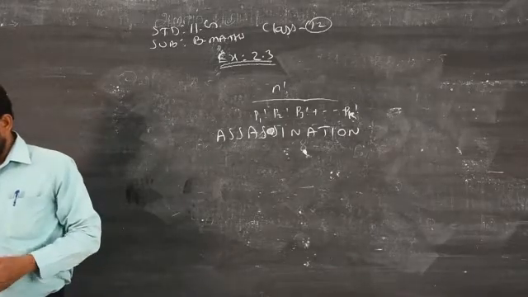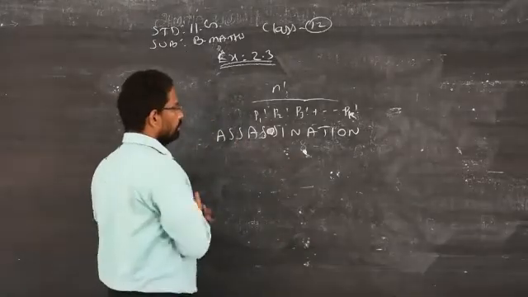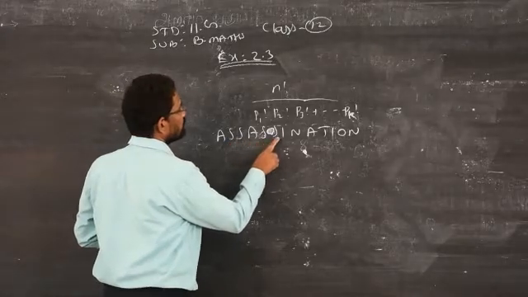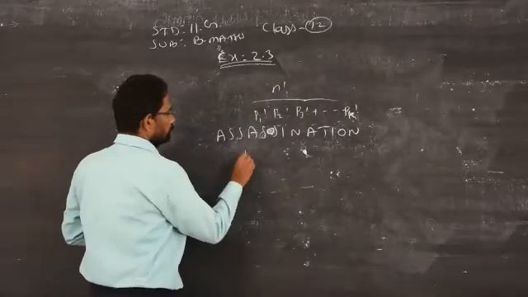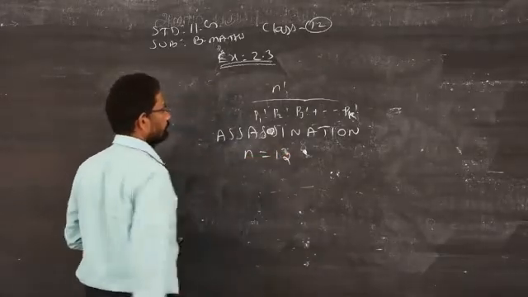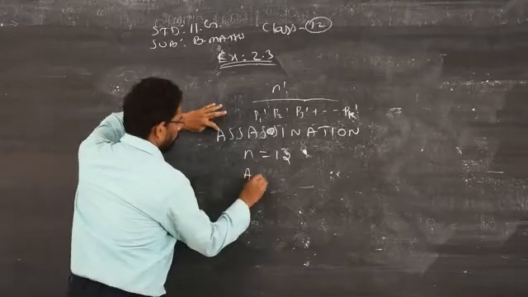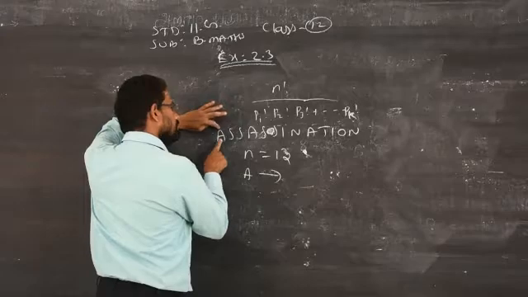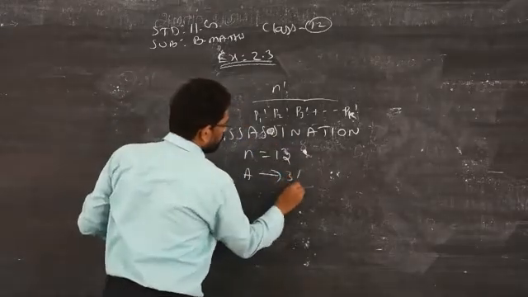It's very easy. First you have to count the number of letters in the word: 1, 2, 3, 4, 5, 6, 7, 8, 9, 10, 11, 12, 13. So n is 13. Then you have to take the first letter A. How many A's are present in the word assassination? 1, 2, 3. So A is repeated 3 times.